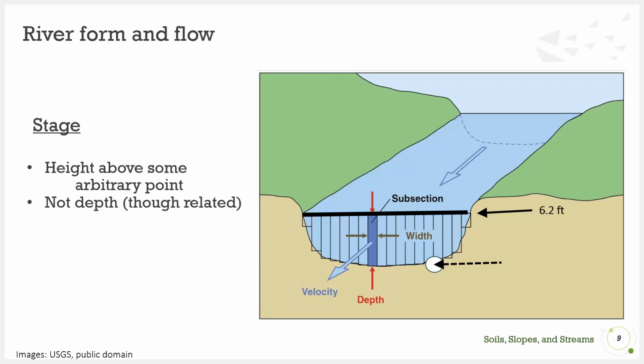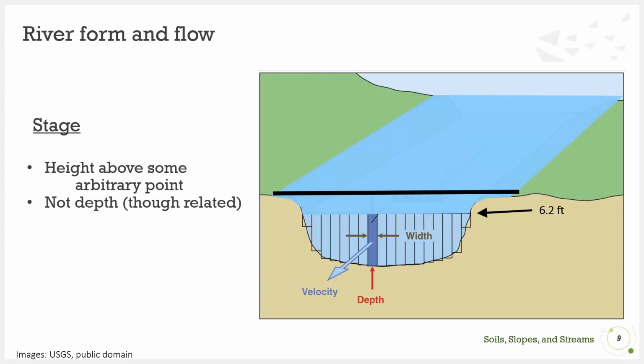Stage is different than depth because stage is a single value characterizing the height of the water level at this cross-section, while depth is variable across the channel's width. It's thus more difficult to characterize. If a river floods, then the stage changes, much like we've seen for discharge and velocity.